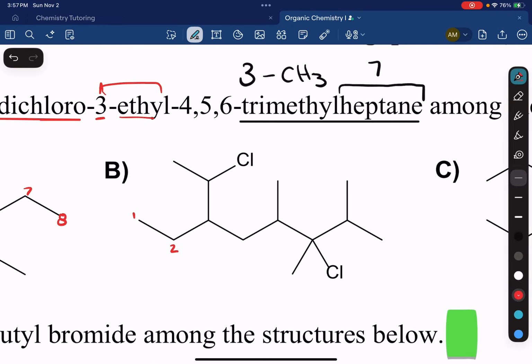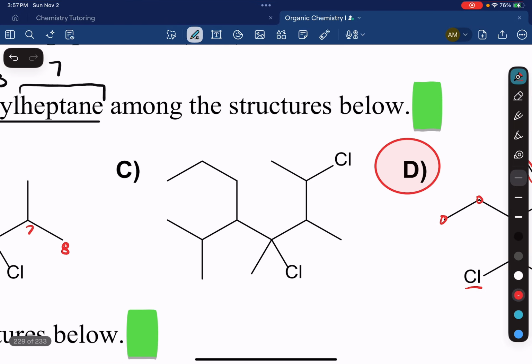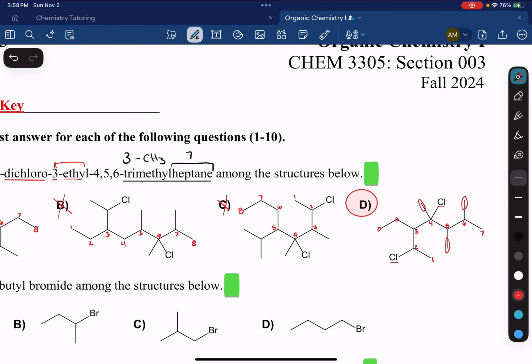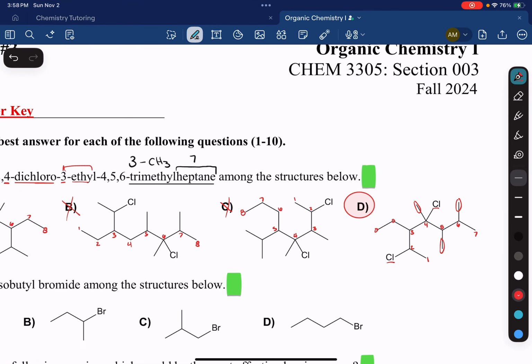So let's look at this one. We got 1, 2, 3, 4, 5, 6, 7, 8. Okay, can't be that one. Too many carbons. Now let's look at this one. I'm going to number it in a way that at least gets a chlorine on carbon 2. So 1, 2, 3, 4, 5, 6, 7, 8. Okay, well that can't be it either. 8 carbons. So we eliminated those other ones pretty fast. Let's see. Yeah, it's D.